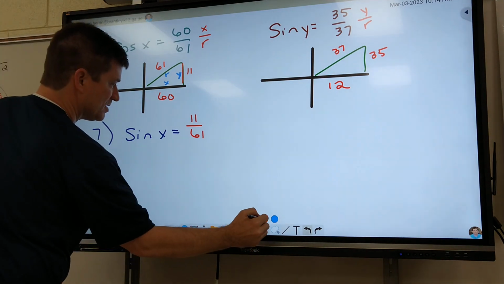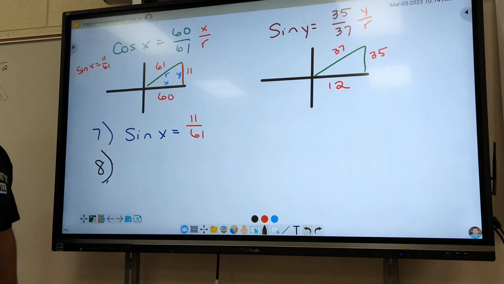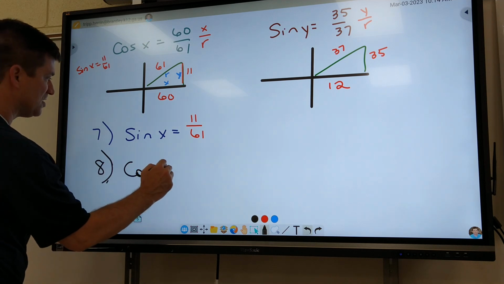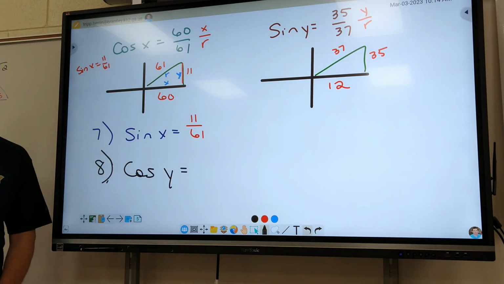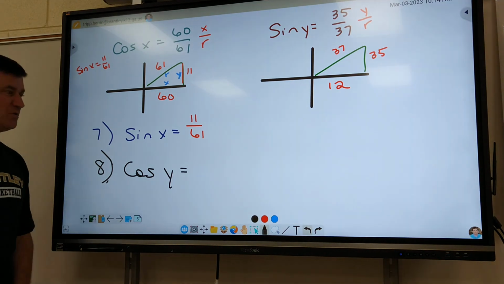Number 8. What does number 8 say? Wait, so you don't plug in? That's all you do. What's number 8 say? Cosine of y. Jacob, which triangle do I look at? Second. My formula for cosine is x on top, r on the bottom. What's my fraction? 12 over 37. I agree, 12 over 37.